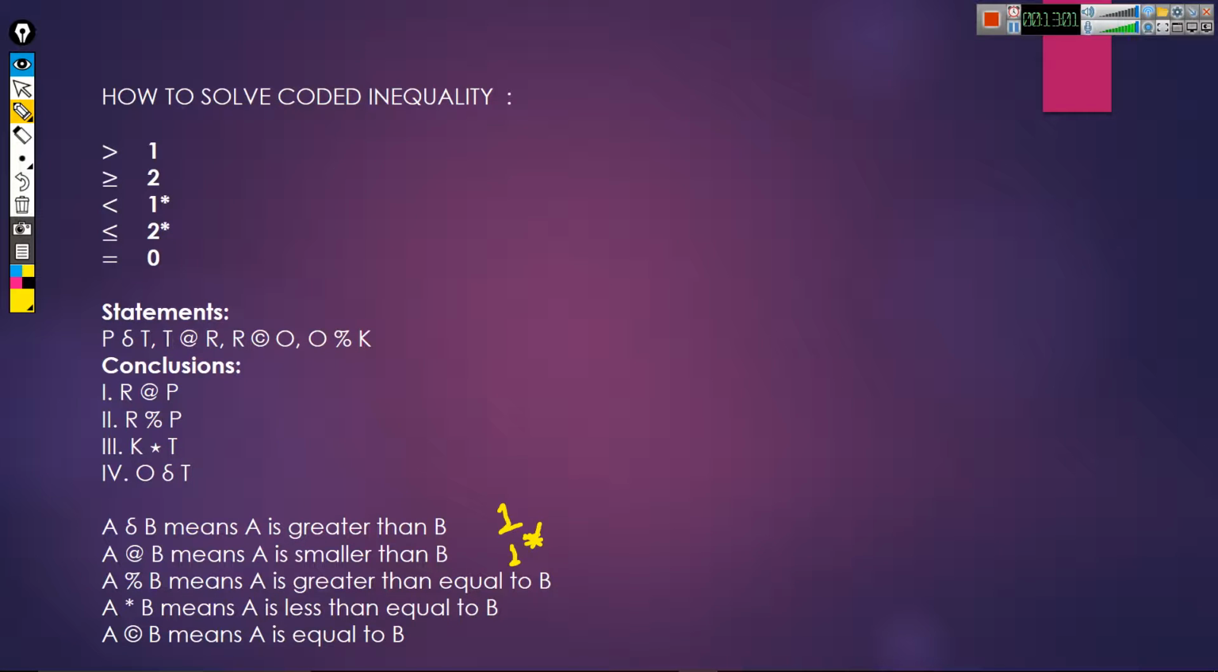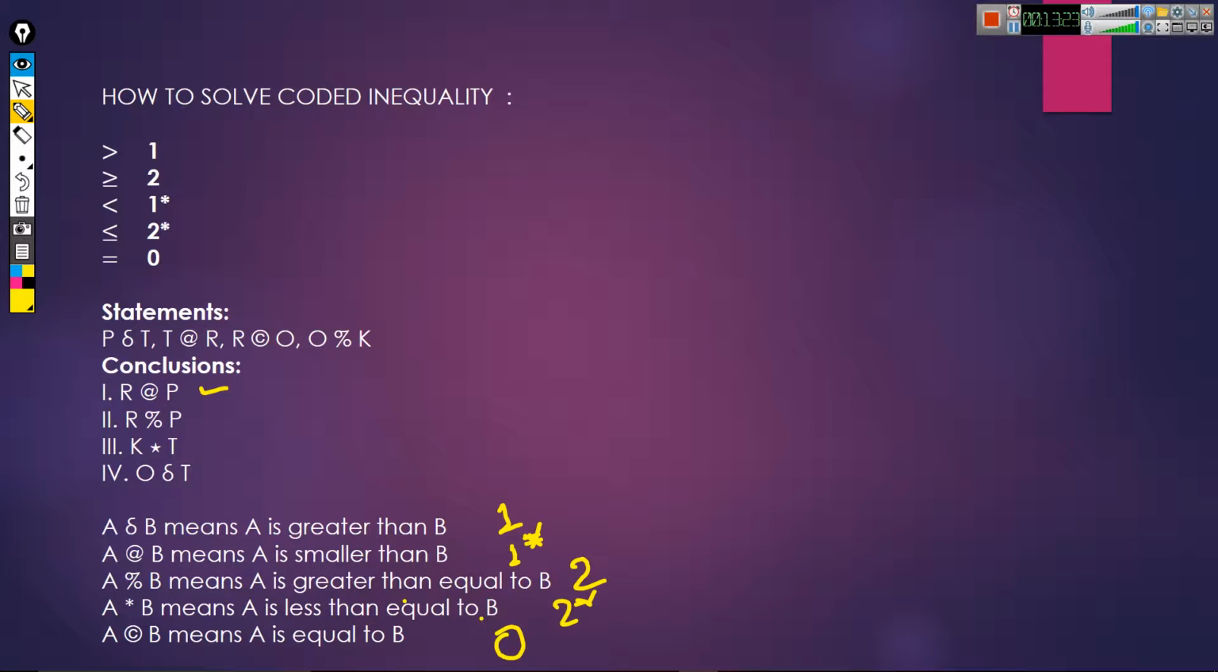A percent B means A is greater than equals to, it means 2. A asterisk B means A is less than equals to B, it means 2 asterisk. A copyright B means A is equals to B, it means 0.